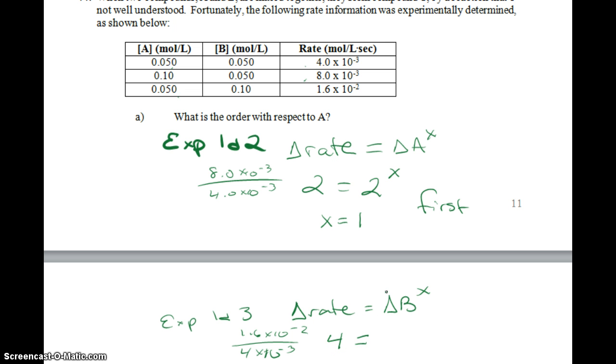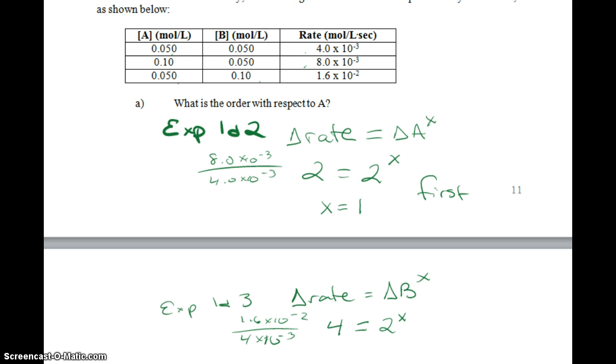And then we're going to look at our change in B. And we went from 0.05 to 0.1, so that's 2 to the x. So now we have to ask ourselves, what is the power that we can raise 2 to in order to get 4? And that answer then is 2. 2 squared is 4. So x equals 2. And that means that it is second order with respect to B.